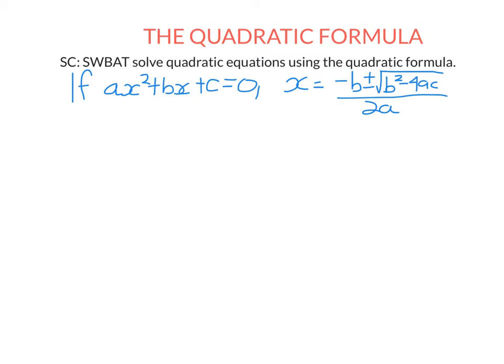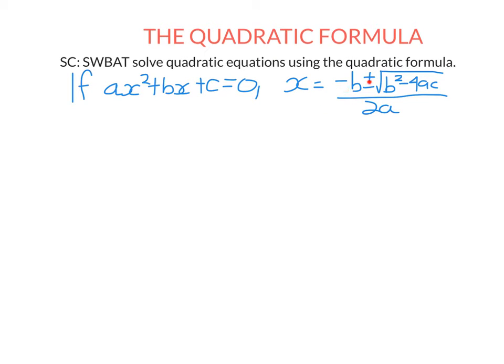Thank you so much for tuning into this video in which we will use the quadratic formula to solve quadratic equations. Any quadratic equation can be written as ax squared plus bx plus c equals 0. A is the number in front of x squared, b is the coefficient of x, and c is the constant term. We can use this formula to find the solutions.